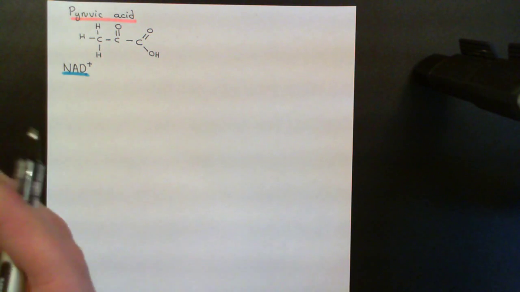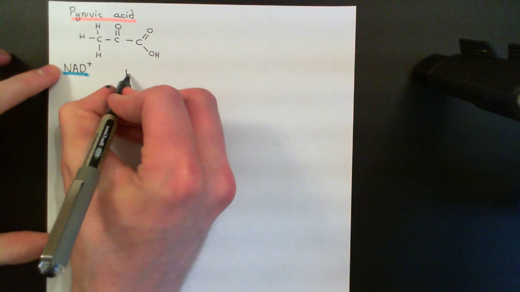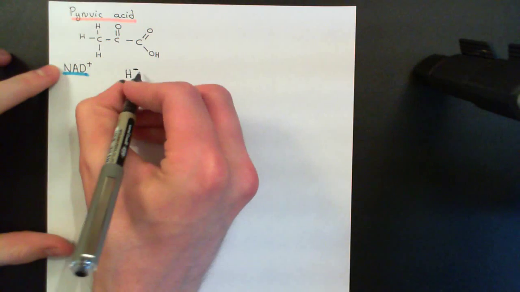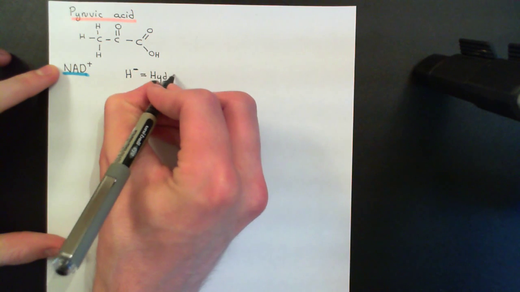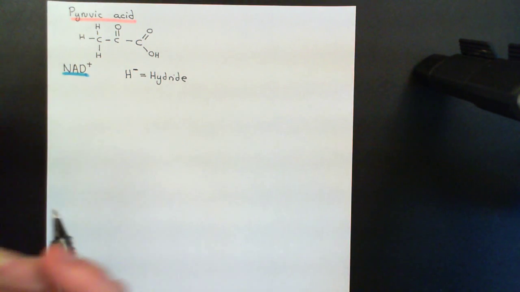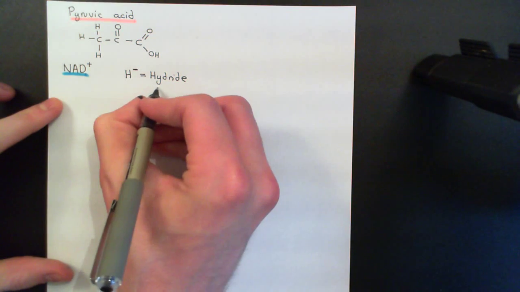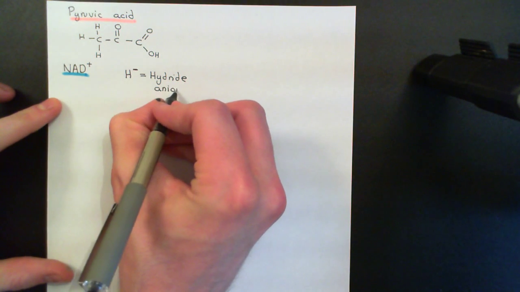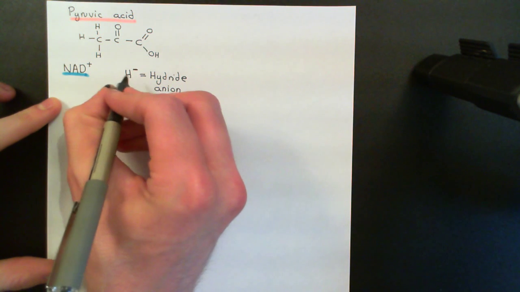Now, how can it accept electrons? Well, what it can actually accept is what's known as a hydride anion. Okay, a negatively charged hydrogen atom. Now, you'll have been used to seeing hydrogen ions, but the hydrogen ion that you'll be used to seeing is not the hydride anion, it's the hydrogen cation. Now remember, hydrogen's a very simple atom. It just consists of a proton with an electron orbiting it.